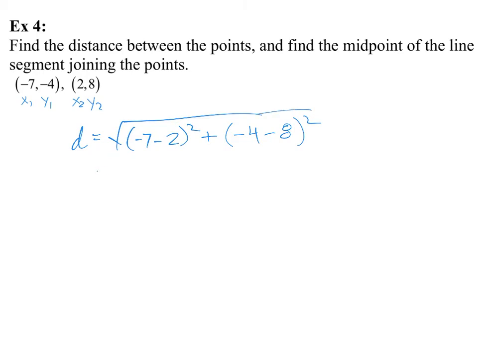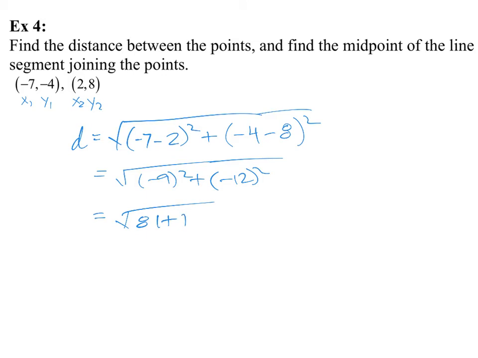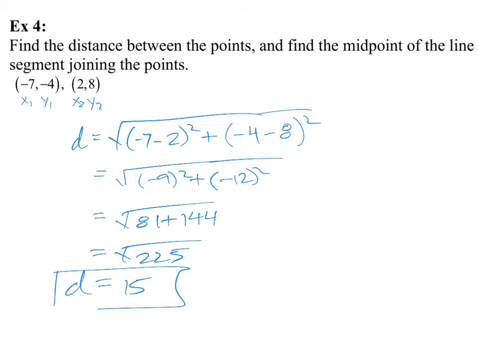All right, so simplifying this, we get negative 9 squared plus negative 12 squared. We have 81 plus 144, which is 225. Square root of 225, what times itself is 225? That would be 15. So D is equal to 15.